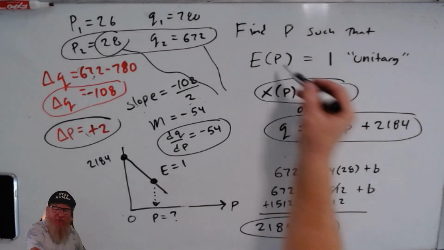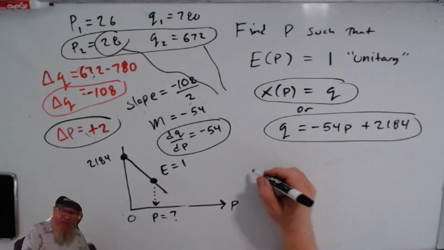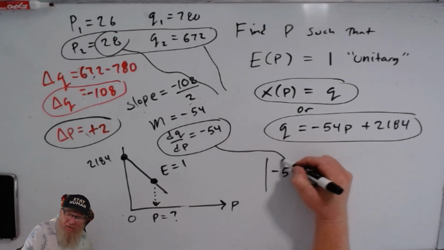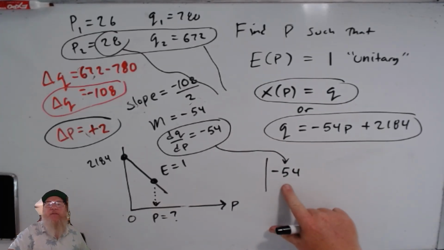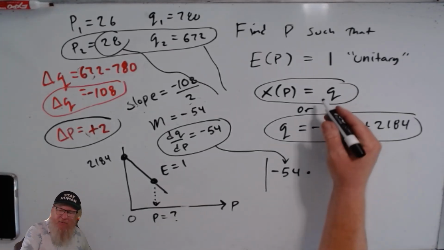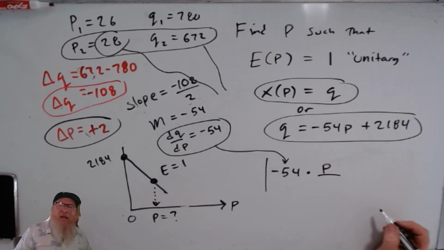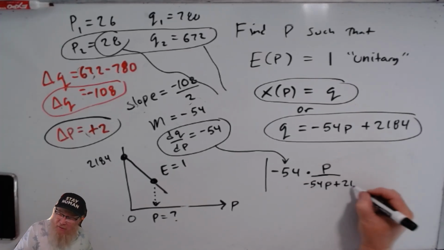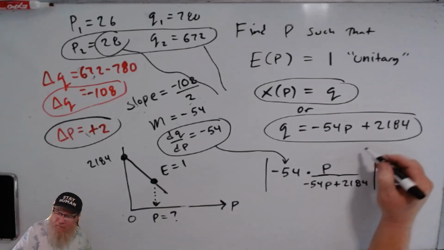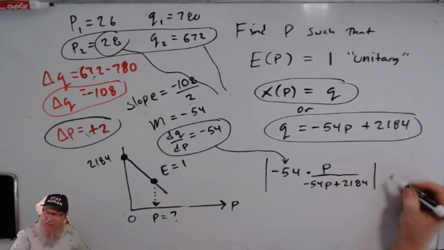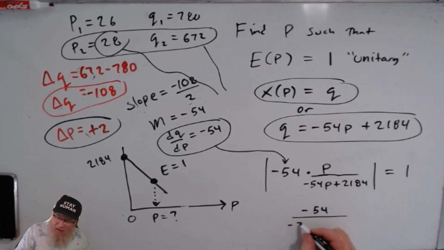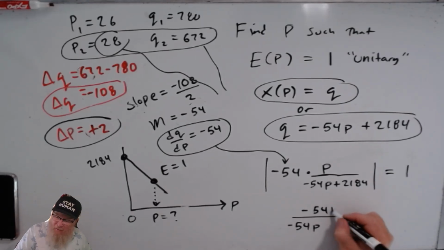Okay. So now I'm ready to solve for P. So I've got the absolute value of negative 54. That's from the elasticity formula. Times P. P is an unknown. And then divided by Q, negative 54P plus 2184. So everybody goes in the pot. And then set that equal to 1. Hey, wait a minute. I feel like we've done this before.